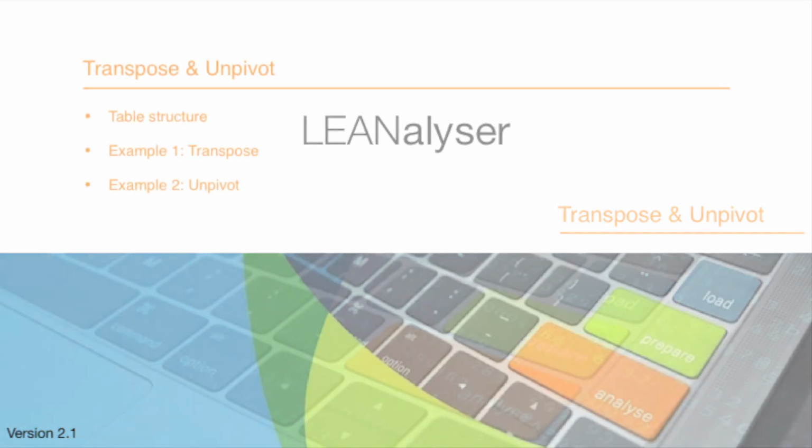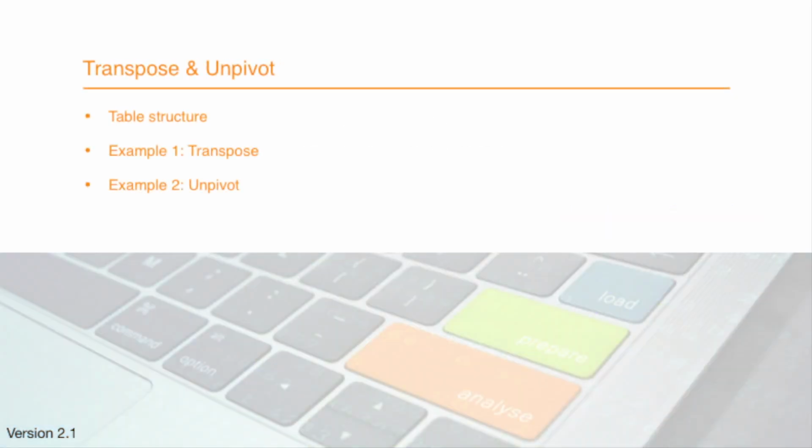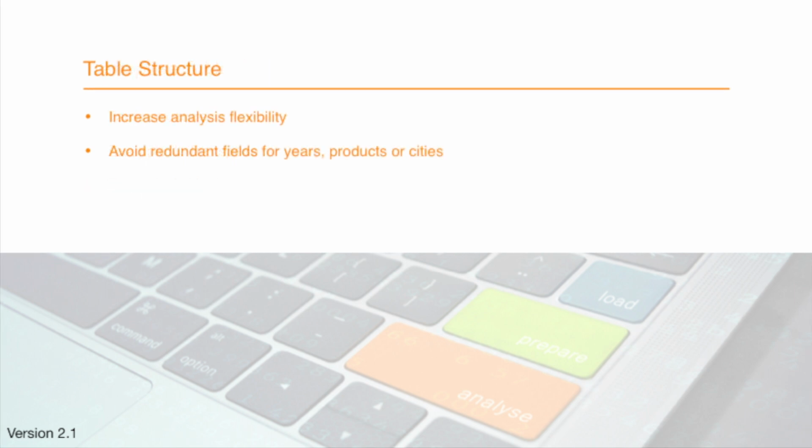Here is our agenda. We'll quickly have a look on how to ideally structure the tables and their content, and then we'll go through two examples, one on transpose and one on unpivoting. So, Linealizer has a built-in relational database capable of handling a large amount of tables simultaneously. To obtain maximum flexibility with your analysis work in the tool, it's necessary to structure the tables and their content in a good way. There is some good practice for this, which includes avoiding redundant categories or field names.